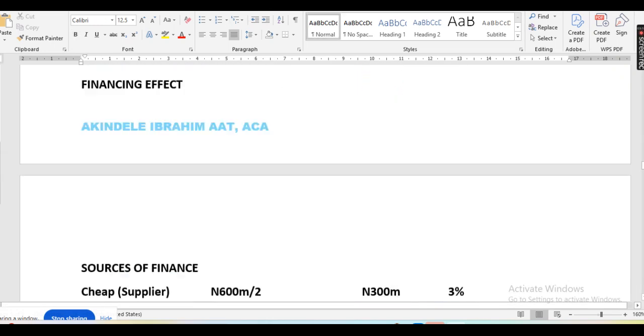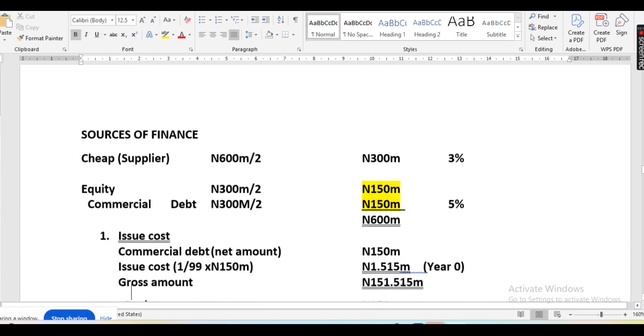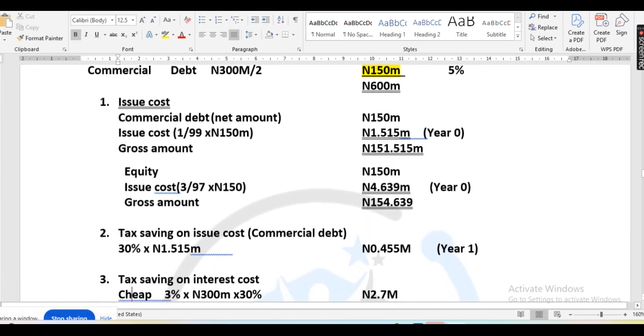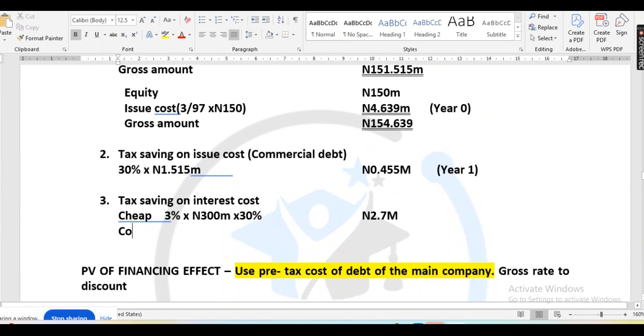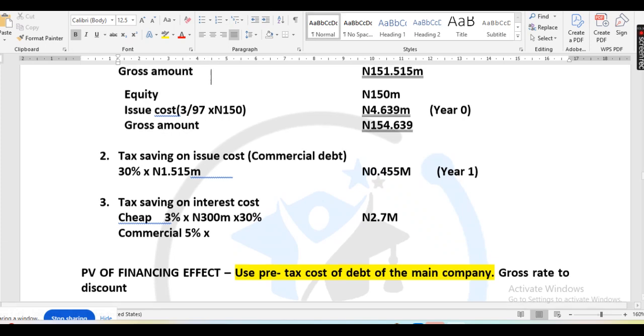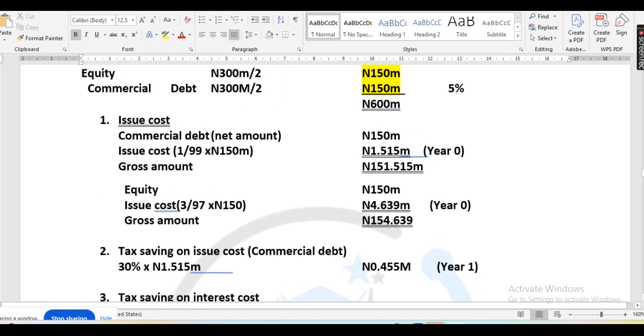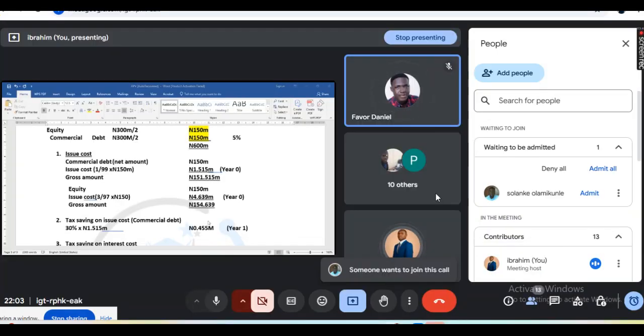Don't forget, there are two loans, right? It is interest, commercial. Commercial is 5%. I know some of you will make this mistake. The commercial 5% times what?